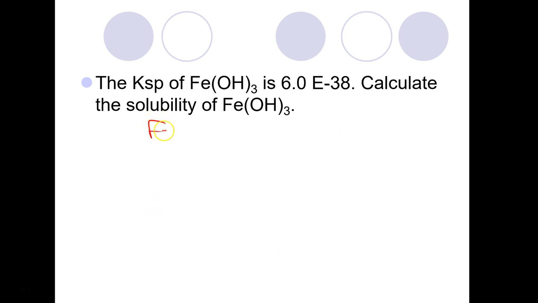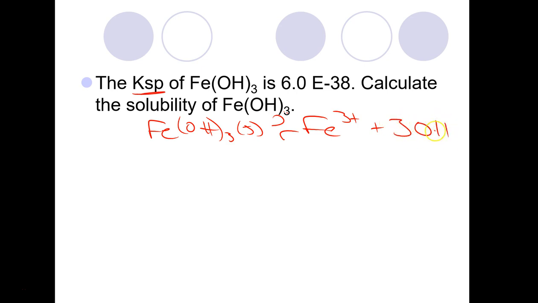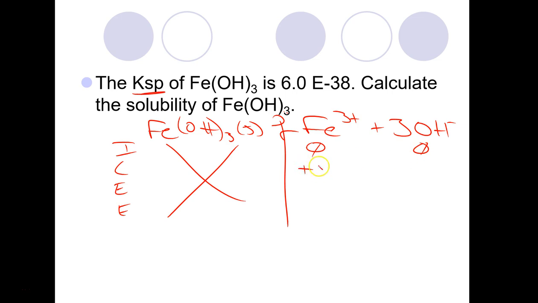So the reaction first, Fe(OH)3. I know it's a solid because it says Ksp. Double arrows, Fe3+, and see how there's a 3 outside? 3 hydroxides, the ions of which it is made, iron hydroxide. Set up your ICE table. Big X underneath the solid, 0, 0, plus x, plus 3x, coefficient of 3. So at equilibrium you've got x and 3x.